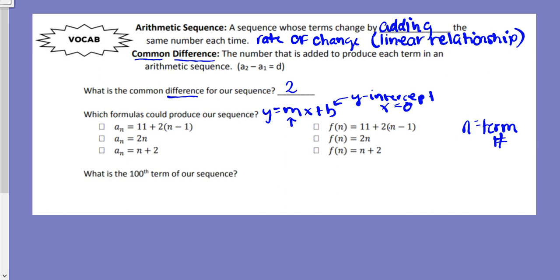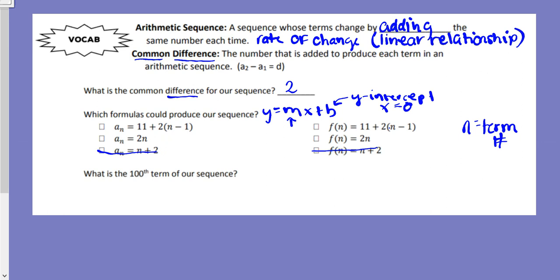Let's look at our function notation. In my function notation, I have 11 plus 2 times (n minus 1), just like the first one. And I have 2n, just like the first one. And again, I'm going to eliminate this one because we already know that that's not an option. Okay, so this is where our slope-intercept form starts to differ from our arithmetic sequence form.